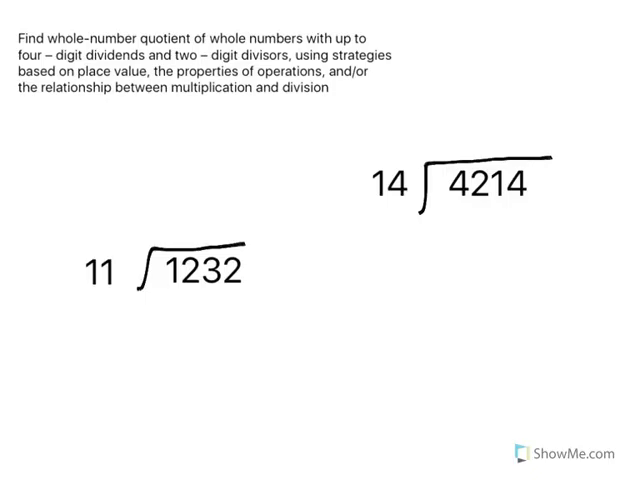Let's pause the video and do these example problems on another sheet of paper. Hopefully we all got some answers for these. Let's go ahead and check them together and see if we got them right. So we look at the first one on the left. It says 11 into 1,232.